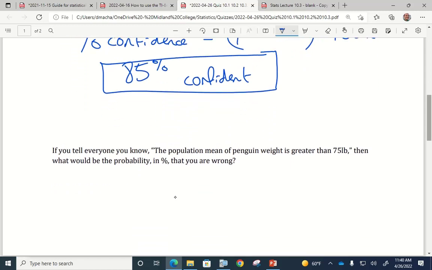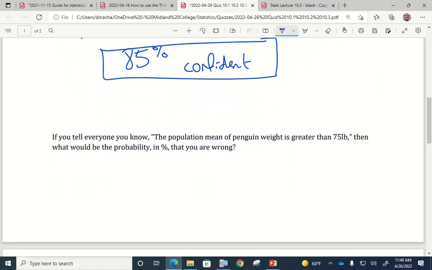So whether or not you want to make this conclusion and publish your results and tell everybody that the population mean is greater than 75 pounds, that depends on how much you're willing to tolerate a probability of you being wrong and making a fool of yourself. So the last question says, if you tell everyone the population mean of penguin weight is greater than 75 pounds, what's the probability that you're wrong? Well, the probability you're wrong is 15%. That would be the p-value.